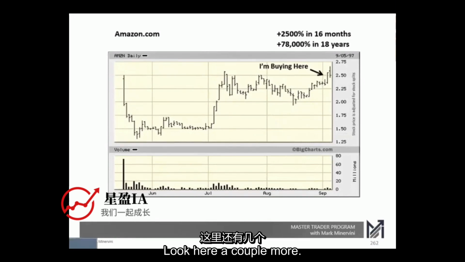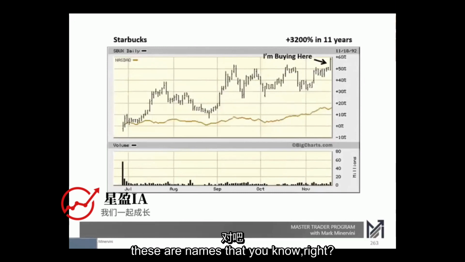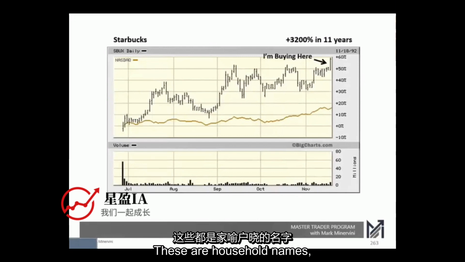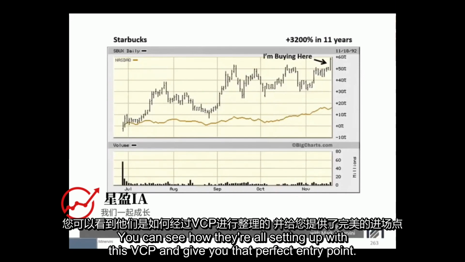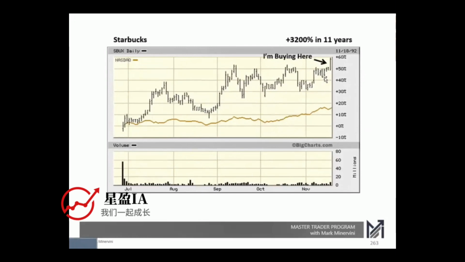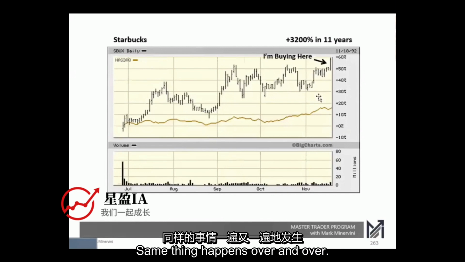Let's take a look here, a couple more. So Starbucks. And again, these are household names, but they were not household names at this time. And you can see how they're all setting up with this VCP, giving you that perfect entry point. We can go back. We can look at the 1920s, the 1930s, the 50s, the 70s, the 80s, the 90s. Same thing happens over and over and over and over.